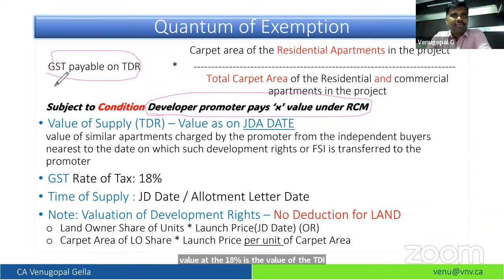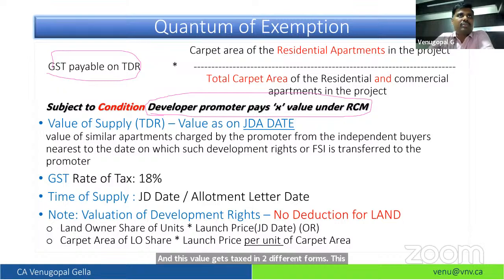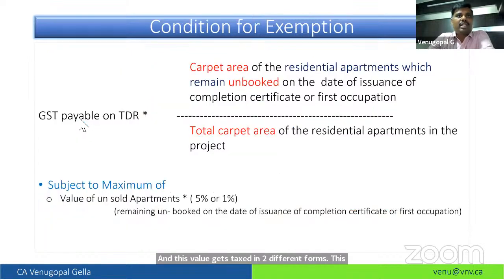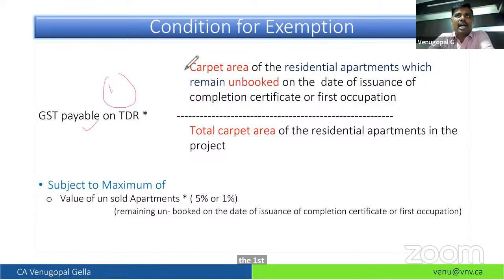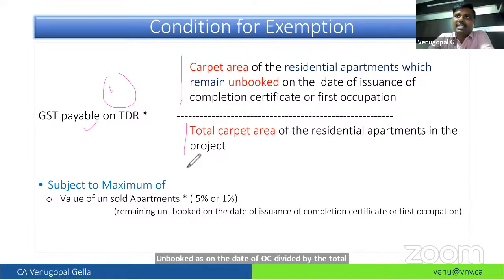And this value gets taxed in two different forms. The first form is whatever is the GST which we have computed, allocated in the ratio of unbooked as on the date of OC divided by the total carpet area. Even this we have seen in detail in the last week.